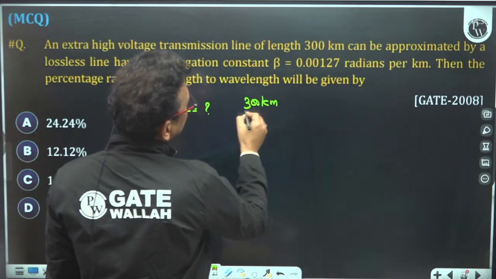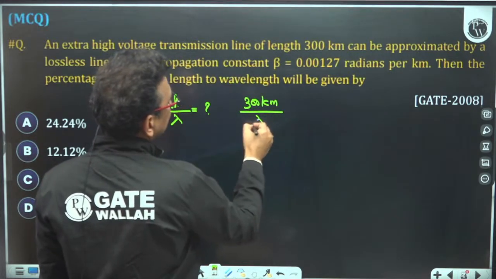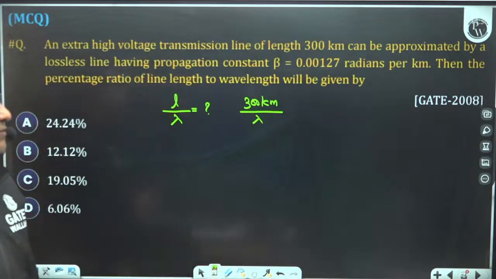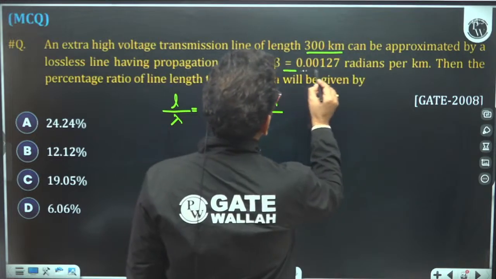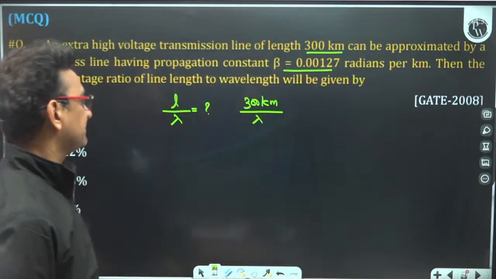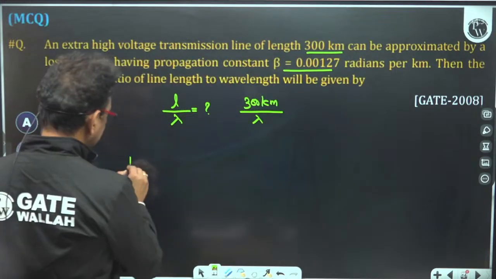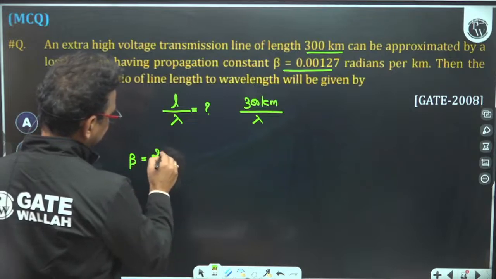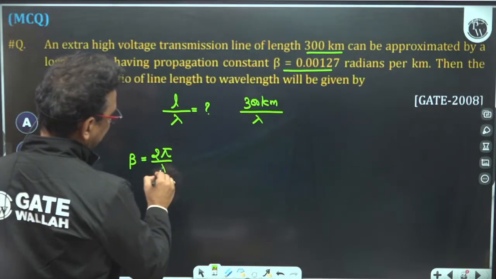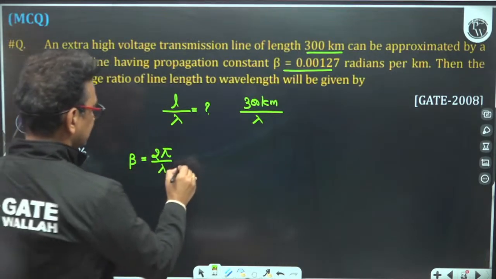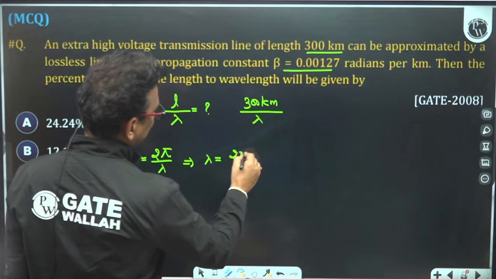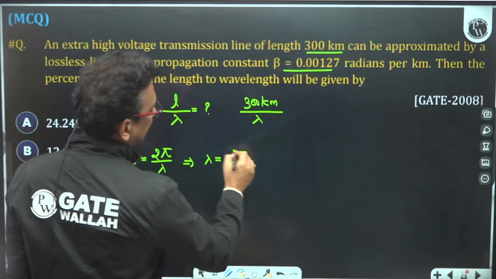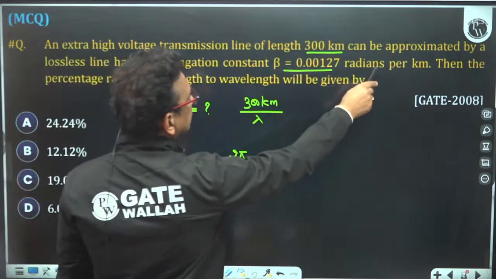So to find out the ratio, just find out the value of lambda only. How can we find the value of lambda? In addition to the length of the transmission line, the phase constant beta is given. Now we all know that beta is nothing but 2 pi upon lambda. So from this I can directly find the value of lambda, that is 2 pi upon beta. Pi is in radians and this is also in radians.